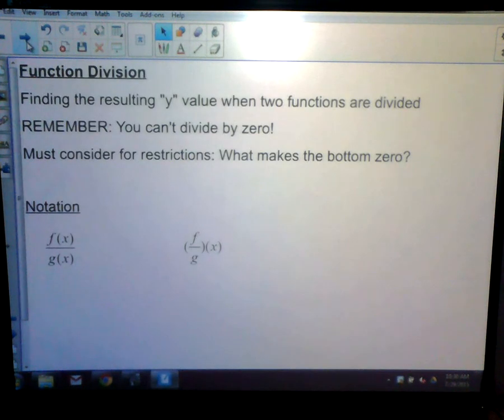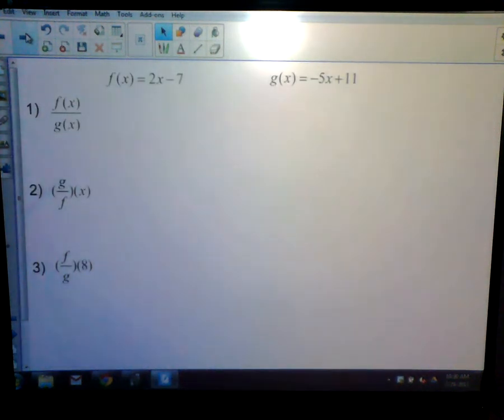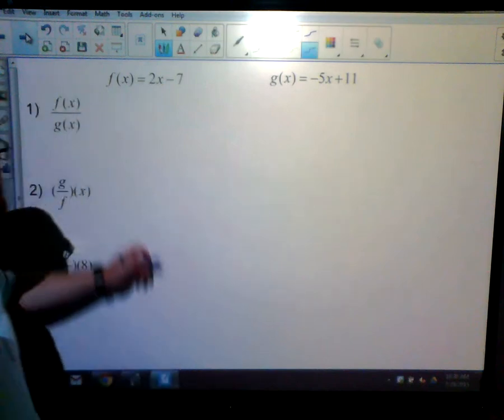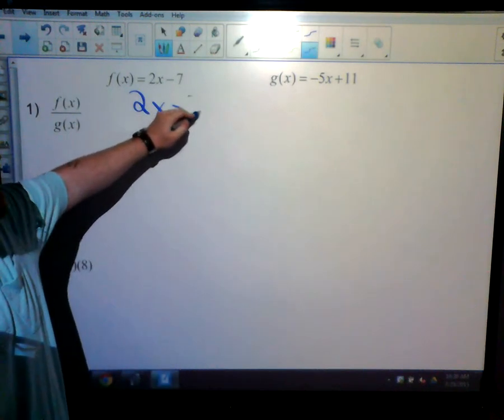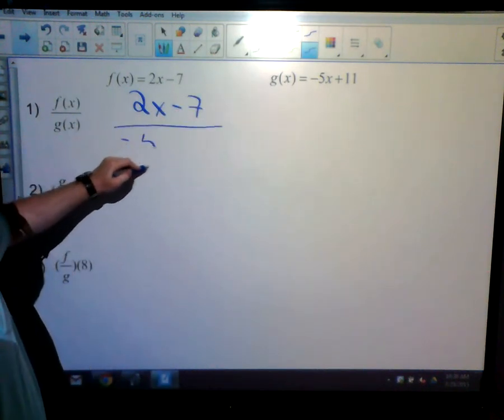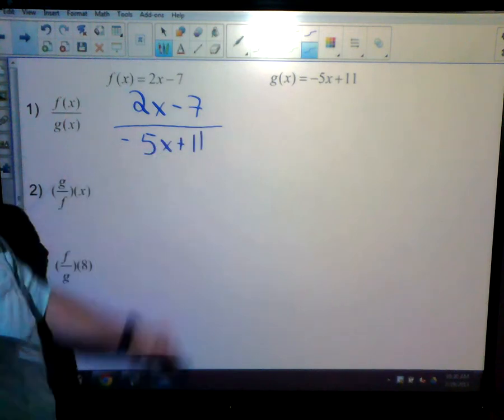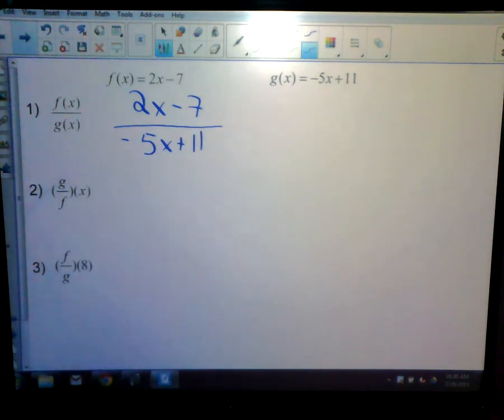Dividing. Just put the top on the top and the bottom on the bottom. But you must consider restrictions. What makes the bottom 0? Let me show you. F of x divided by g of x. So I'm going to put f of x on top and g of x on bottom. Now I can't cancel anything there.